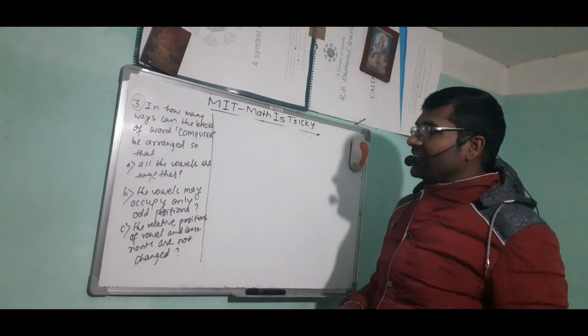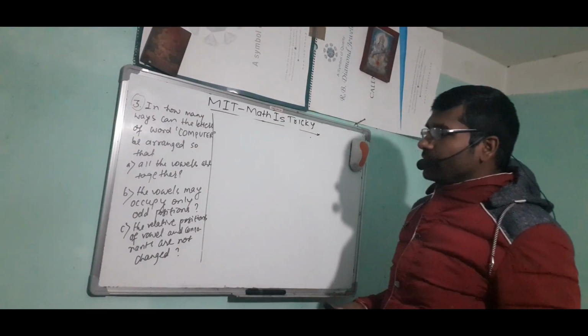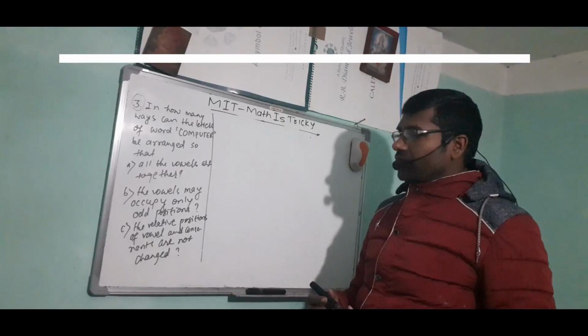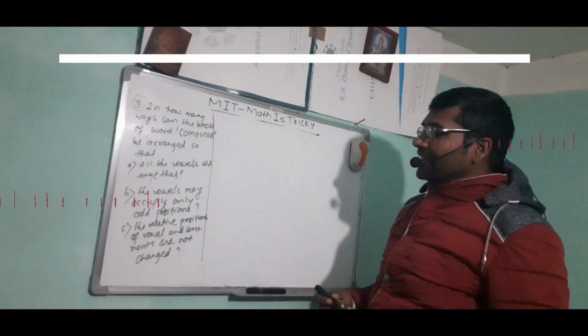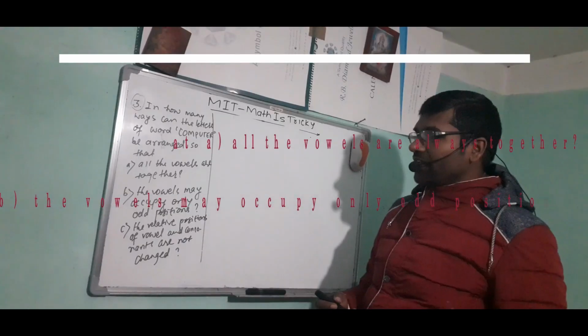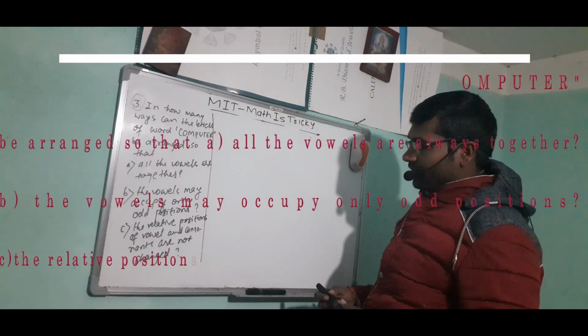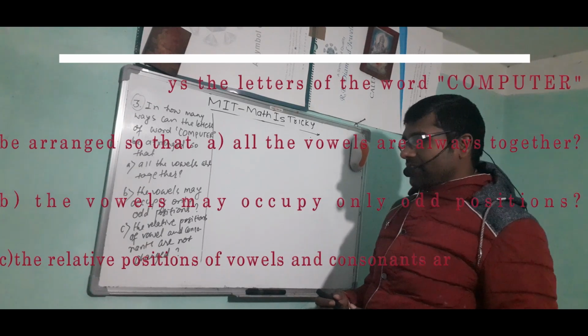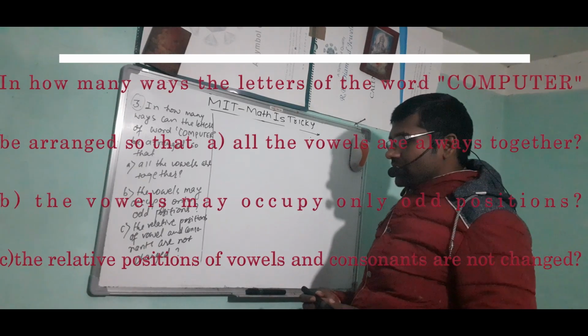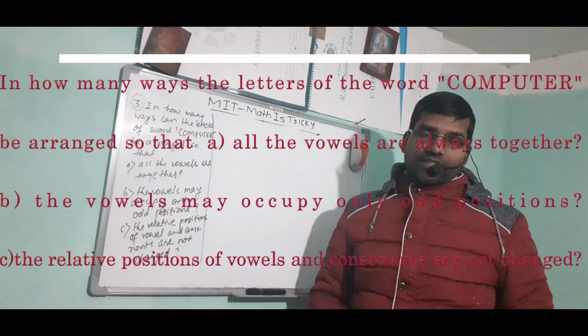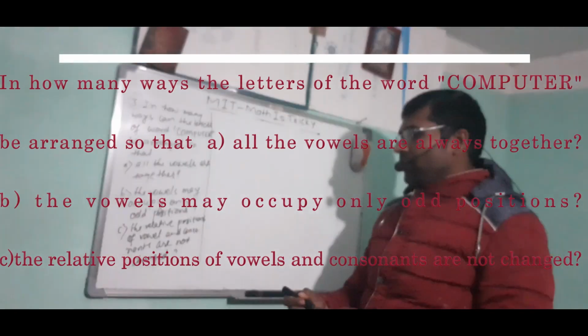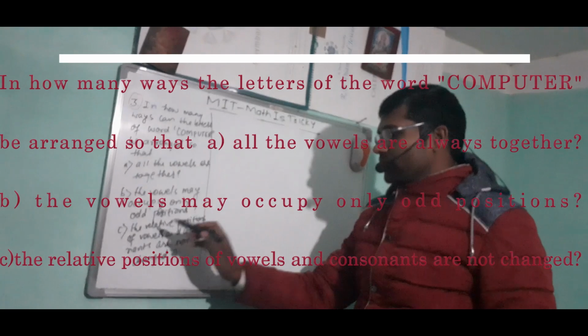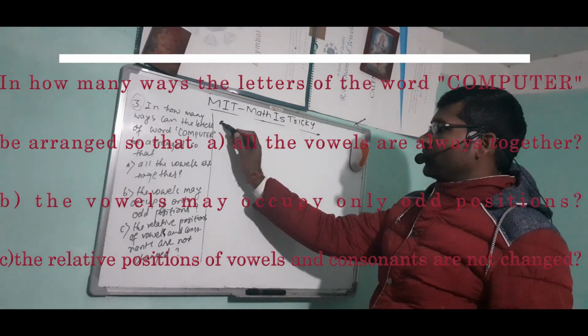The question is, in how many ways can the letters of the word COMPUTER be arranged so that all the vowels are together? That is the first question. Second, the vowels may occupy only odd positions. And the third one is, the relative positions of vowels and consonants are not changed. Let's see the first one first.